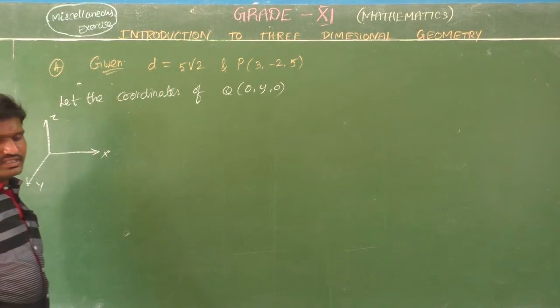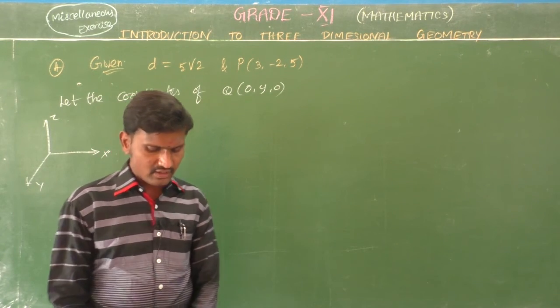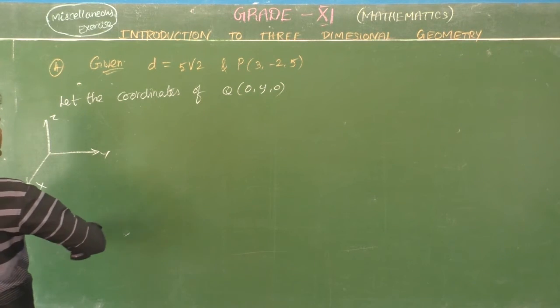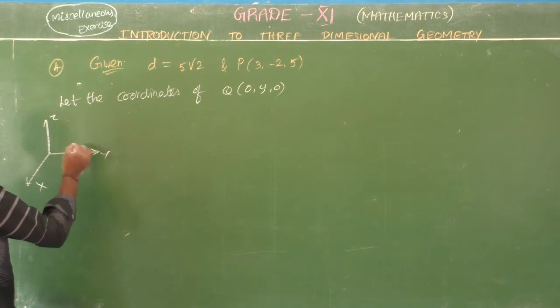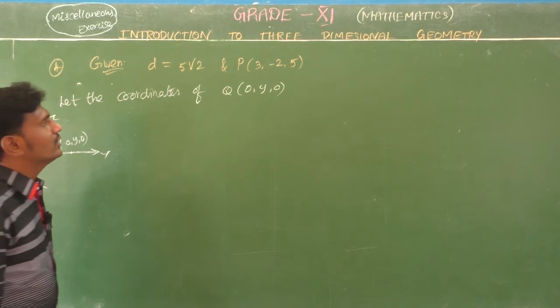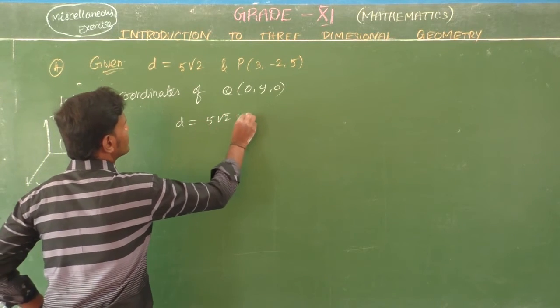Okay. So this is the 3 axis system: x coordinate, y coordinate and z coordinate. This is x, y, z. On the y-axis, we have to take only the point 0 comma y comma 0. So take the distance, which is equal to 5 root 2 units.